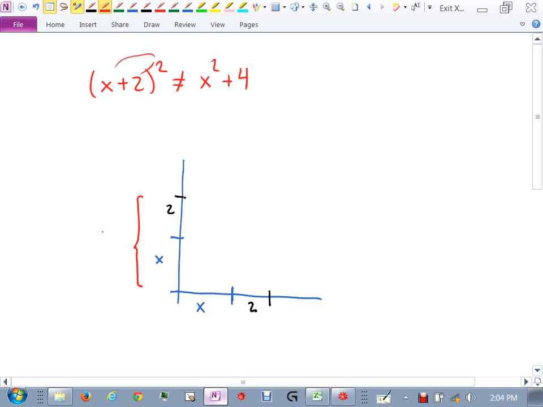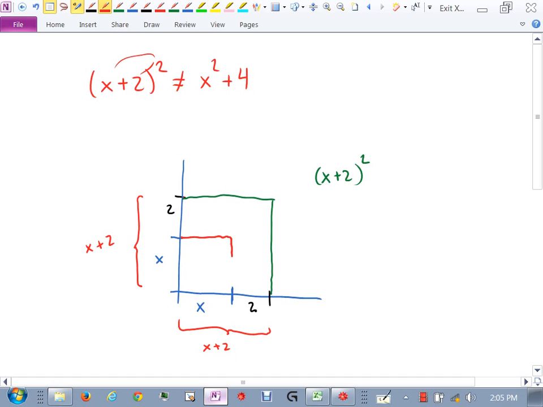It's x plus 2. What's the distance from here all the way over to here? X plus 2. All right? So what is the area of that green square? What's the total area of this square? It's x plus 2 squared. Agreed? Okay, now check this out.